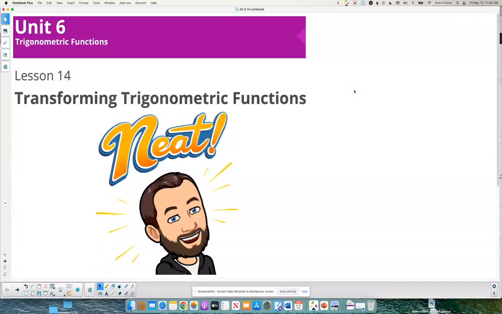Okay, Algebra 2, Unit 6, Lesson 14 is called Transforming Trigonometric Functions, particularly transforming trig functions horizontally. We've already done some vertical translations with changing the amplitude, which is basically a vertical stretch. And we've done some vertical translations, which is basically a vertical shift when we move the midline. So we're going to do a little bit with translating horizontally.